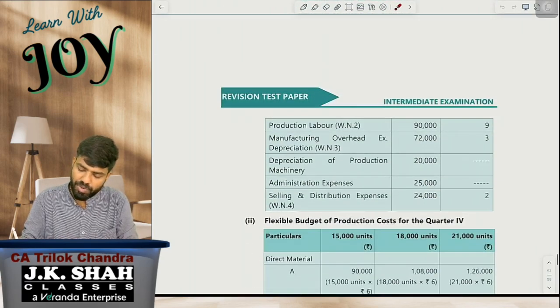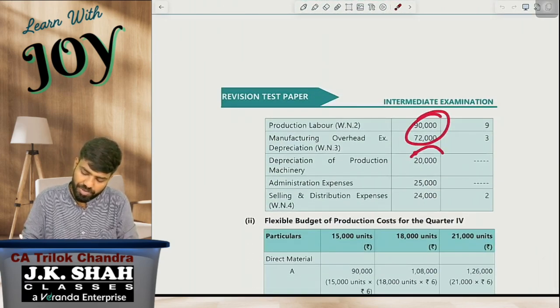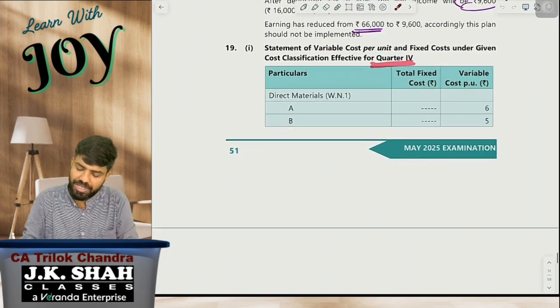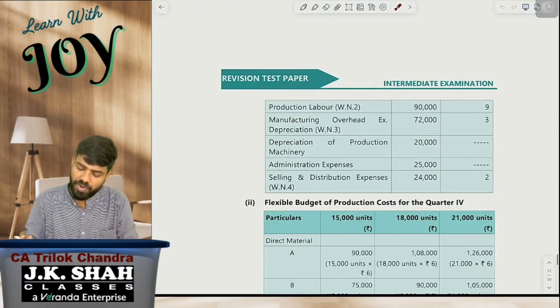Total fixed component here is 90,000, 72,000, 20,000, 25,000, 24,000. This is the variable and fixed cost component for quarter 4.